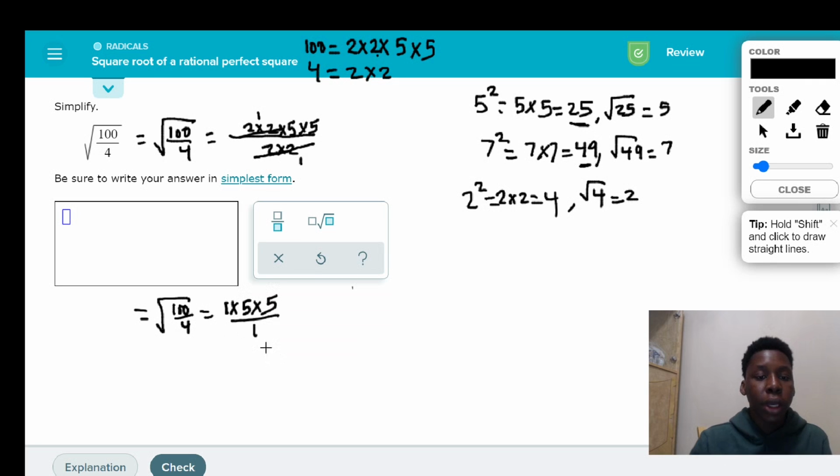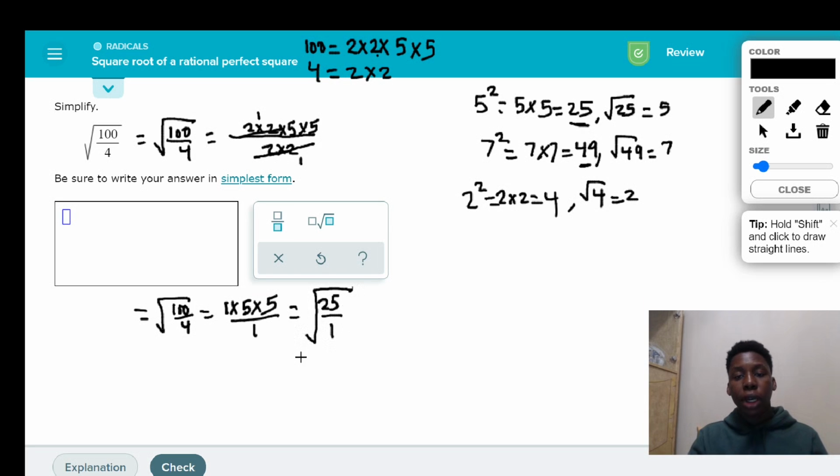Basically, 100 over 4 is currently 1 times 5 times 5 divided by 1. Since we already know that 1 times anything equals the same number, and anything divided by 1 equals the same number, it shouldn't be a big deal. All we have to do is multiply 1 times 5, which is 5. And then 5 times 5 equals 25. So this equals 25 over 1, because 1 is by itself.